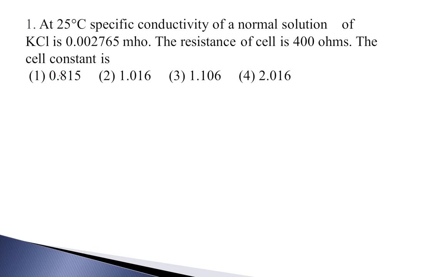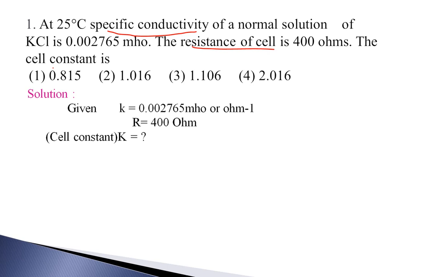What are they given? They are given the specific conductivity value and the resistance value. By using these two values we have to determine the cell constant. Let us solve this problem. Solution: they are given specific conductivity and resistance, then we have to calculate this capital K, that is the cell constant.